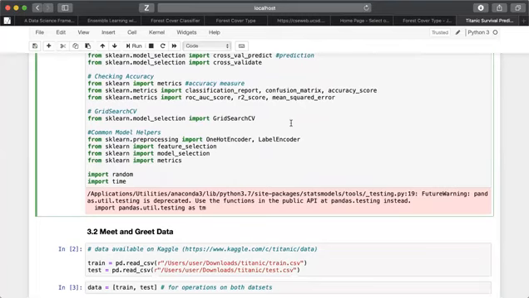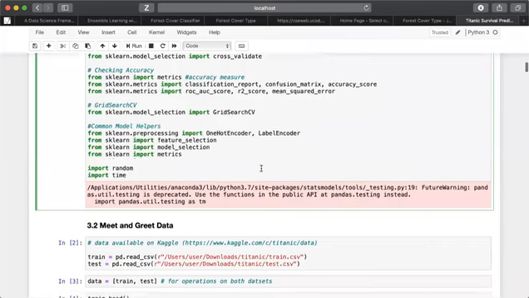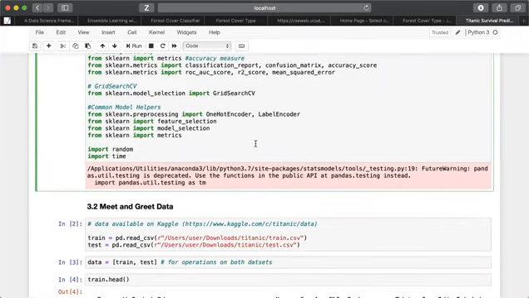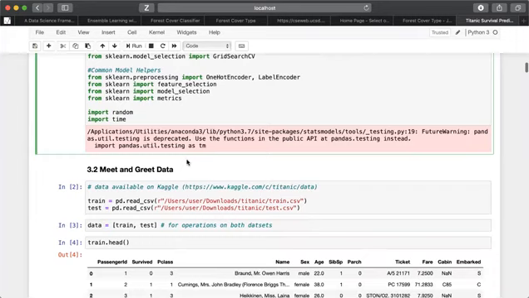For finding the best hyperparameters, I have imported GridSearchCV from sklearn model selection. There are also certain common model helpers that I have imported: one hot encoder, label encoder, feature selection, model selection. I have also imported time, basically to find out how much time various models took when I check their accuracy.